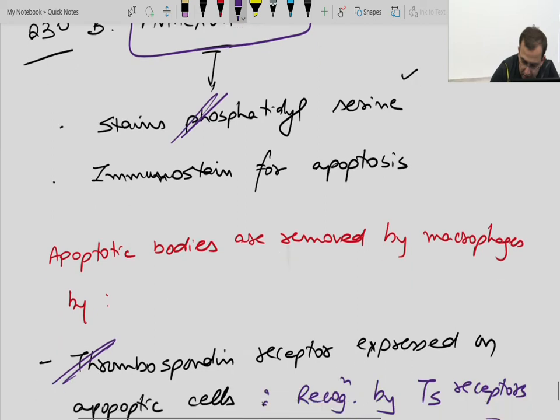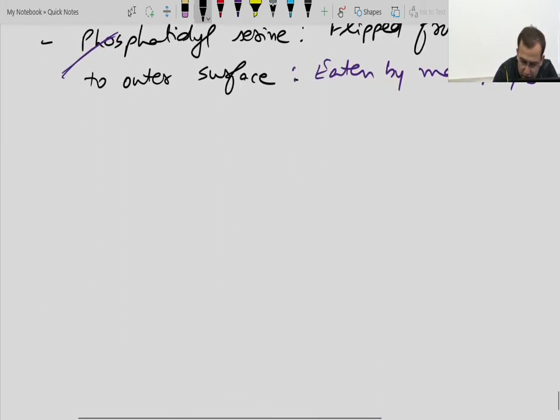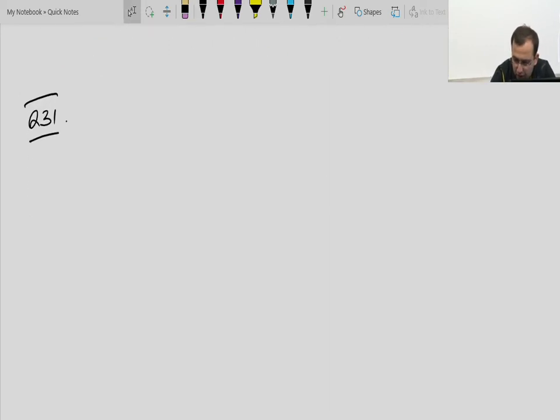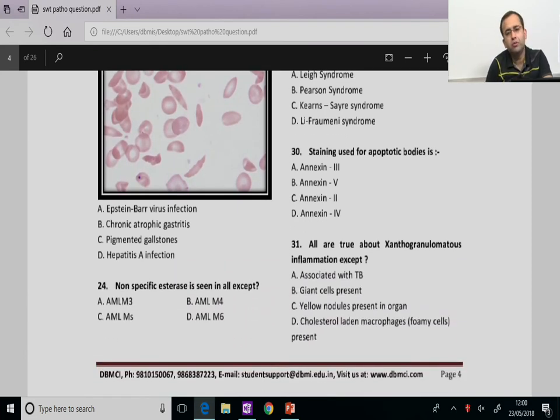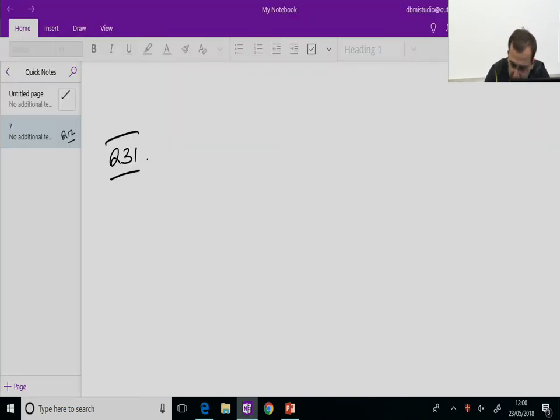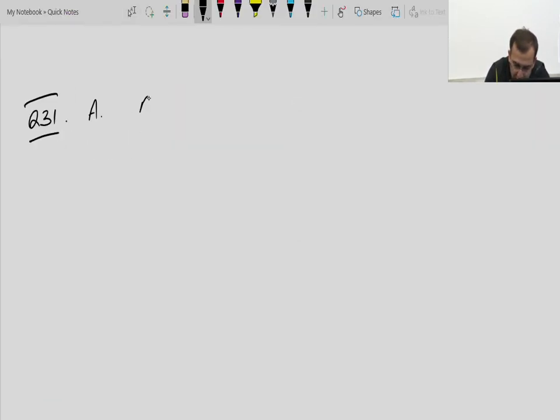Next, this gets us to question 31. All are true about xanthogranulomatous reactions except: xanthogranulomatous reactions are the foamy reactions. Giant cells are present, true. Yellow nodules, true. Cholesterol laden macrophages, true. So the answer is A, associated with TB. This is false.